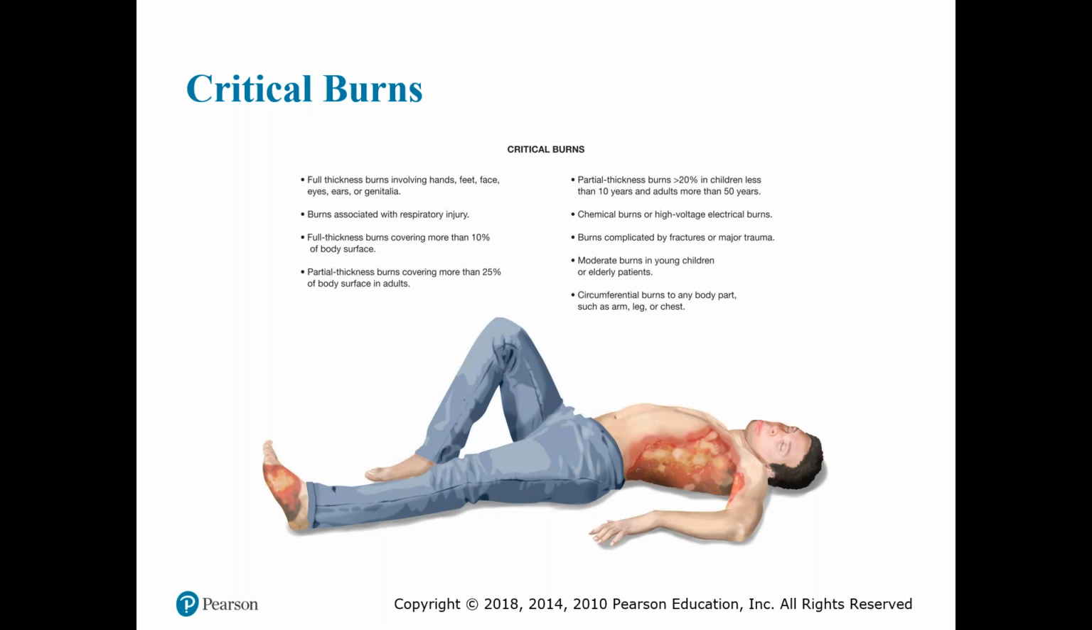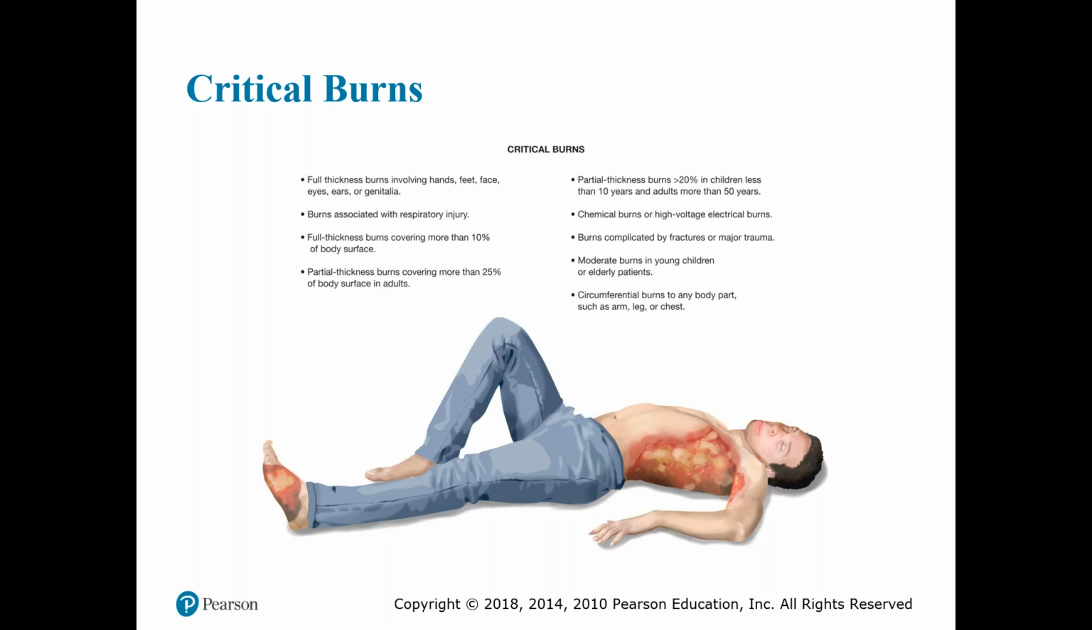Any burns associated with the respiratory system. When we're looking at percentage, any burns that are more than 10% of the body surface area, any partial thickness burns covering more than 25% of the body surface area. When we have our age demographics, anybody less than 10 and or greater than 50 if it's a partial thickness burn over 20%. Chemical burns, high voltage electrical burns, because this could cause cardiac dysrhythmias. Burns complicated with fractures or major trauma, because that's also going to hinder the ability of hemoglobin production and then bone marrow production.